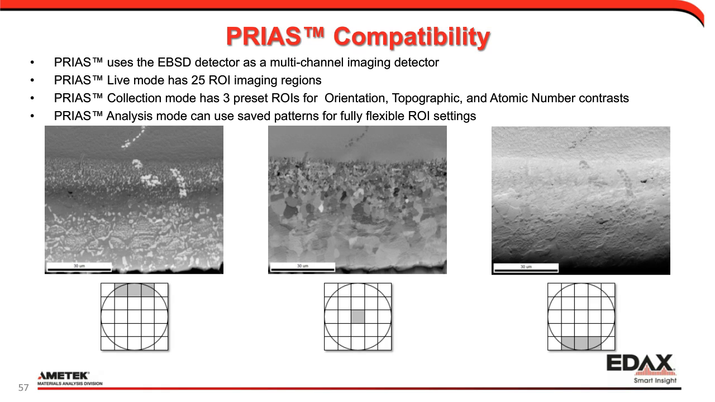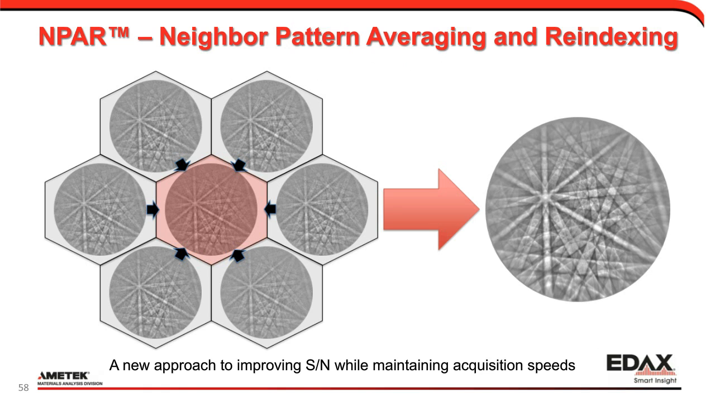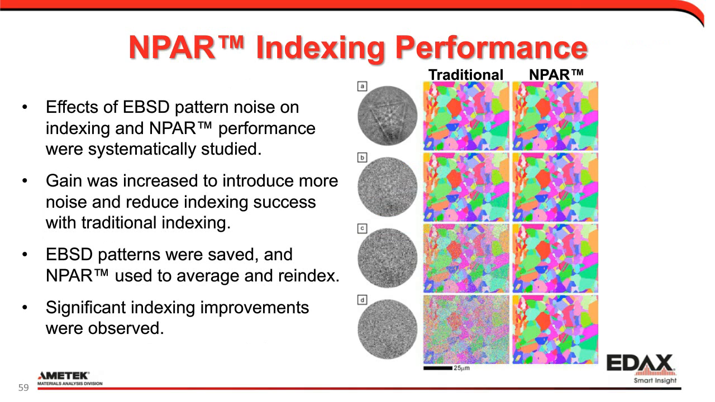With the saved patterns, we also support NPAR. This is an approach where we average neighboring patterns with the center pattern to improve the signal-to-noise ratio of the patterns. That allows us to improve indexing rate. So this just shows schematically our traditional indexing maps there on the left. As the patterns get noisier, indexing performance goes down. We run this through NPAR, indexing performance goes up.